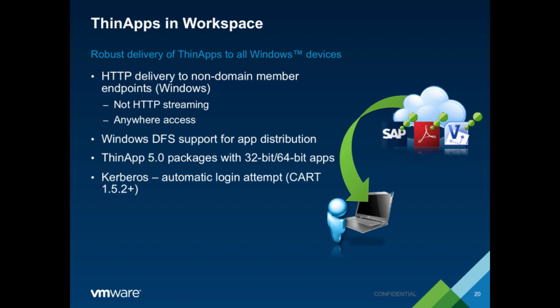In this release there is also Windows DFS support for the app distribution. So now you can point it to a DFS share, without the requirement for pointing it to a specific share location. ThinApp 5.0 packages are also supported, 32-bit and 64-bit applications. There is a manual workaround for enabling the 64-bit applications, but it is fully supported, and this is documented in the product documentation. Some of the Kerberos automatic logon mechanisms and single sign-on pieces have also been improved. So the agent tries more efficiently to do the single sign-on and give users access to the client and to the packages without them having to manually log in and provide user credential information every time.